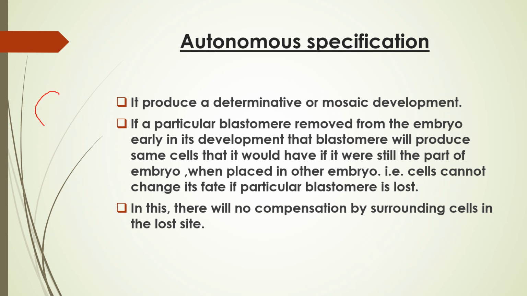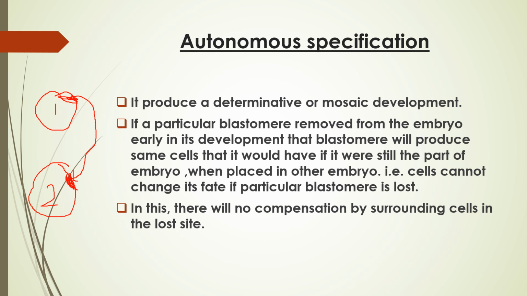So suppose this is the first embryo and this is the second embryo, the host embryo, where we need to place a particular blastomere, right. We take a particular blastomere from the first embryo and we place it in the host embryo here, right. So the particular blastomere does not change its function or its fate, right. Whether we place it in another embryo, it is not affected by surrounding cells or surrounding conditions, right.